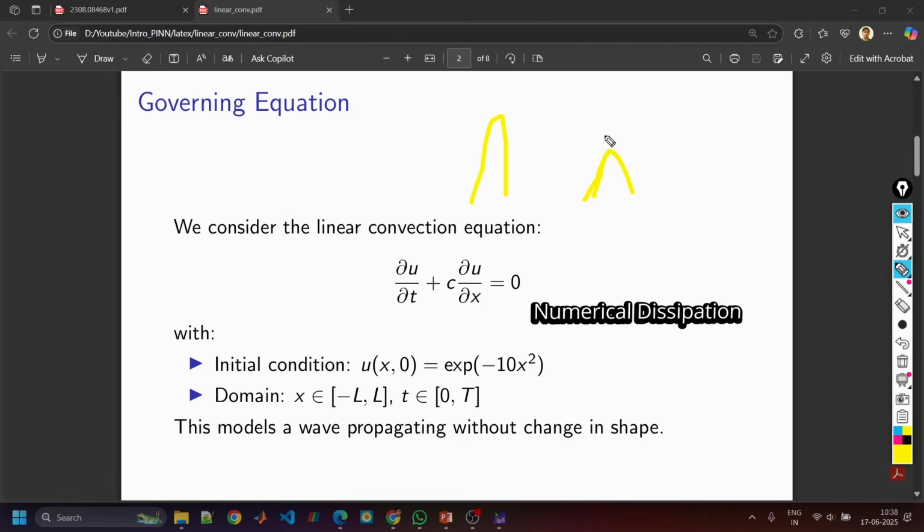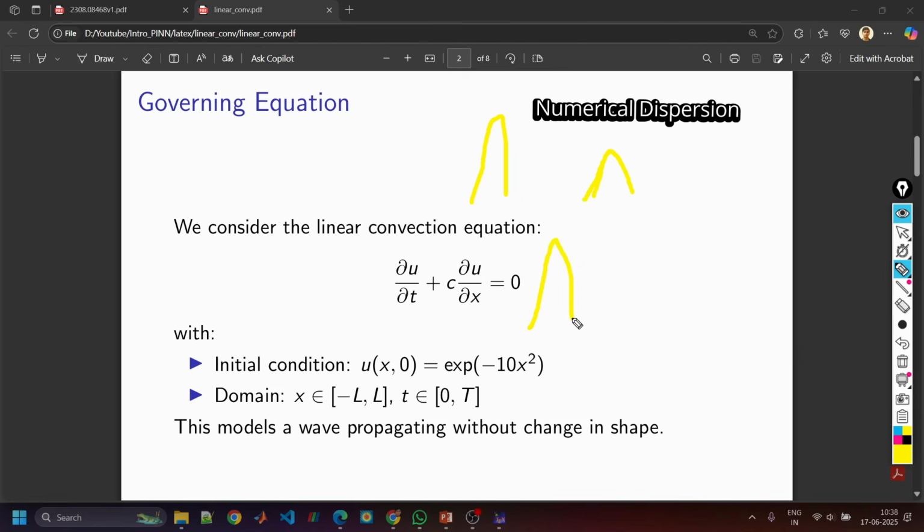And numerical dispersion is, for example, let's say the Gaussian curve may have multiple wave numbers. If our numerical scheme has some numerical dispersion issues, this will be spread into several wave numbers. Different wave numbers will be propagating at different speeds. Because of that, instead of having a single Gaussian pulse, we have some oscillations around this Gaussian curve.